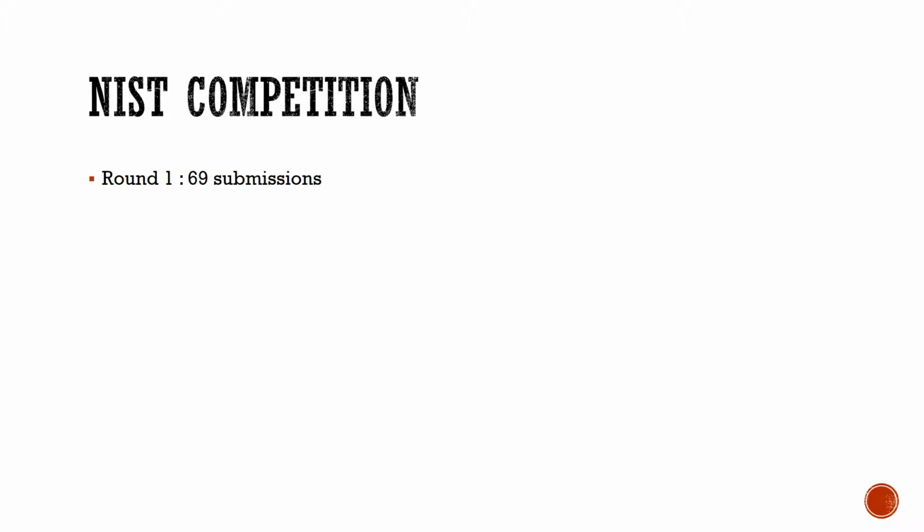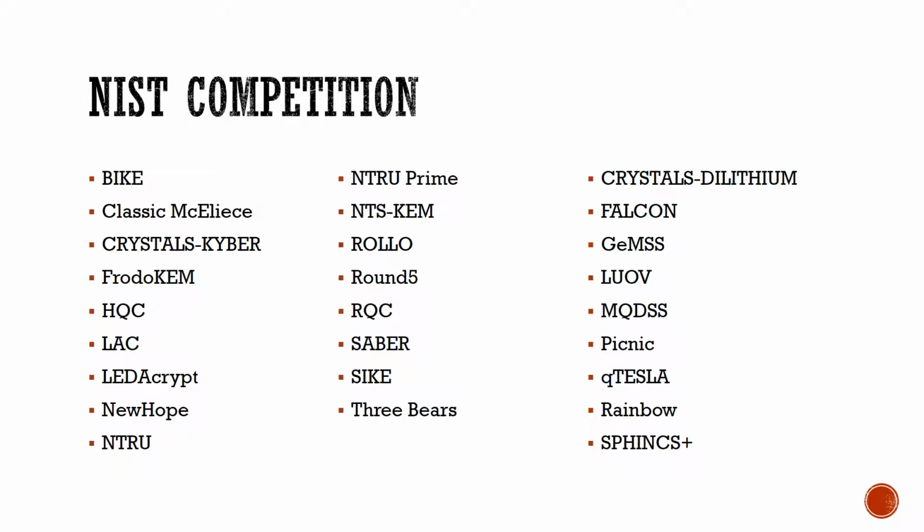In 2016, the U.S. National Institute of Standards and Technology, or NIST, announced a competition for standardization of post-quantum public key cryptography. 69 proposals were submitted in the first evaluation stage. In January 2019, NIST announced that 26 proposals made it into the second round, in which 17 are for public key encryption and 9 are for digital signature.